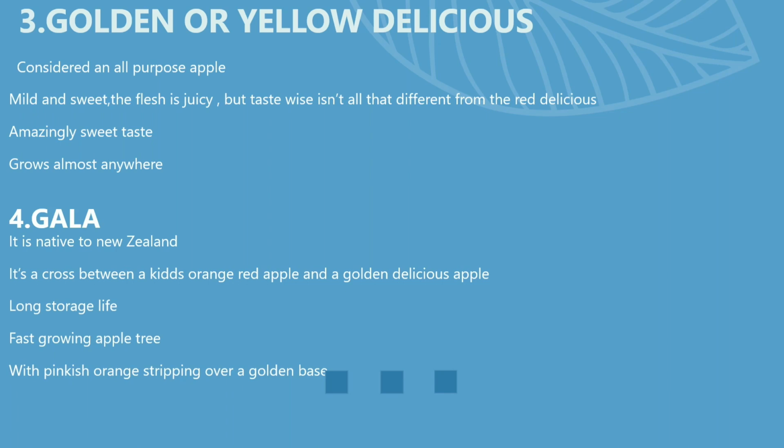Fourth is Gala. It is native to New Zealand and it's a cross between a Kidd's Orange Red apple and a Golden Delicious apple. It has a long storage life, is a fast-growing apple tree, with pinkish orange stripes over a golden base.